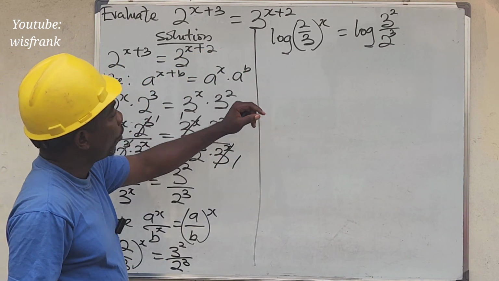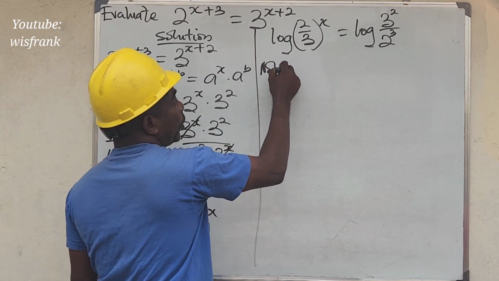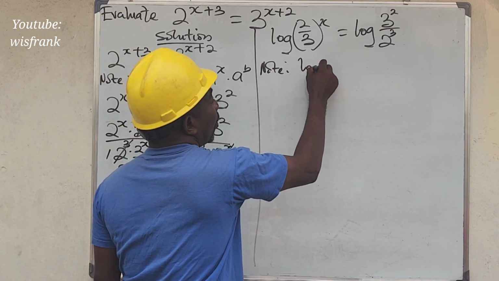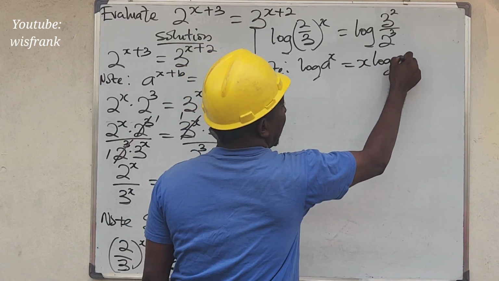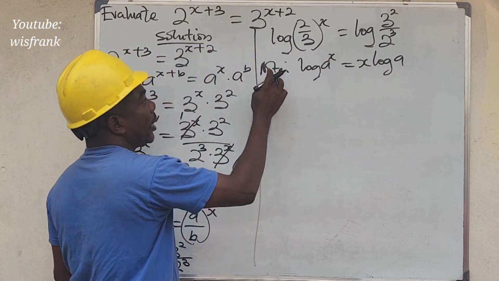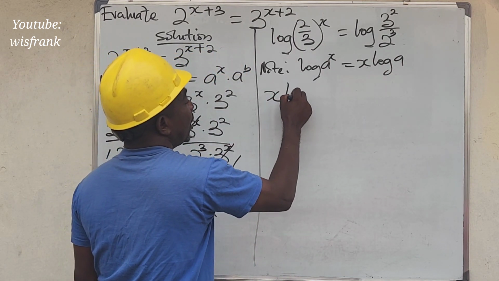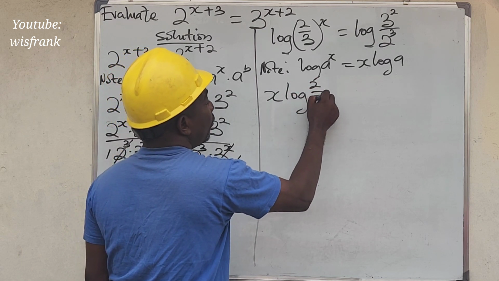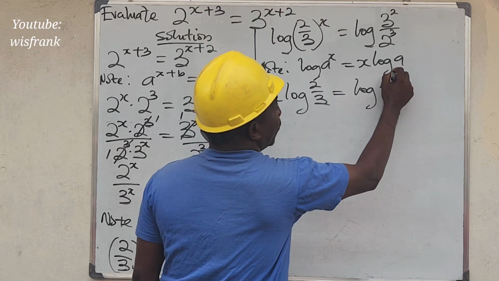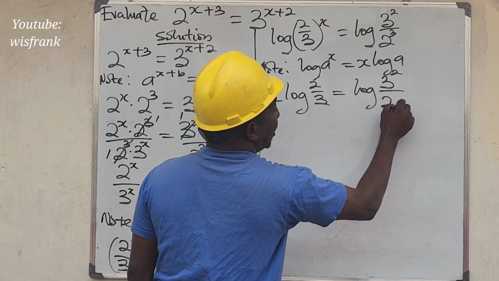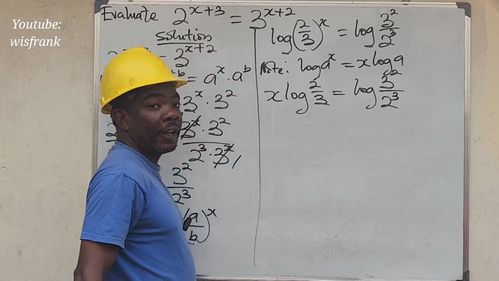So here, we also recall, note, when we have log a to the power of x is the same thing as x log a. Expressing this in this format, this will give us x log 2 all over 3 equals log 3 to the power of 2 all over 2 to the power of 3.